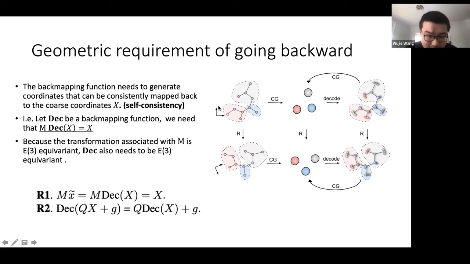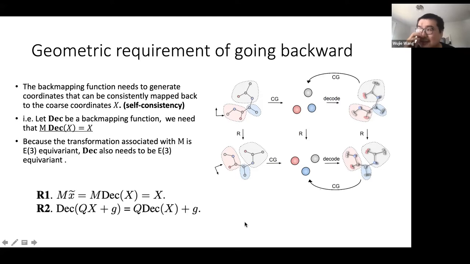Another requirement I didn't talk about is that the backmapping function needs to generate coordinates that can be consistently mapped back to the coarse coordinates. This sentence might be a little confusing, but the idea is that imagine you have a decoder function that maps coarse geometries to fine-grained geometries. You want the geometries that you obtained to be mapped back consistently to the input coarse-grained geometries. Mathematically, to reproject the backmapped coordinates with your coarse-graining operator, you need to obtain the original coarse-grained geometry. So you have a decoder that goes from coarse to fine and goes back consistently.